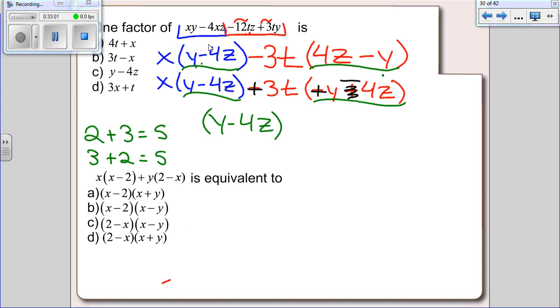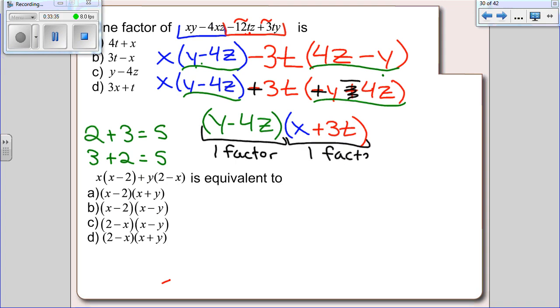So you factored that. This should have been your final answer. Now the question was one factor of. All right, this right here is one factor. This right here is another one factor. Those are two separate things. This is one factor, this is another one. They're saying one factor of this is, and you should be able to match one of your answers with one of yours.